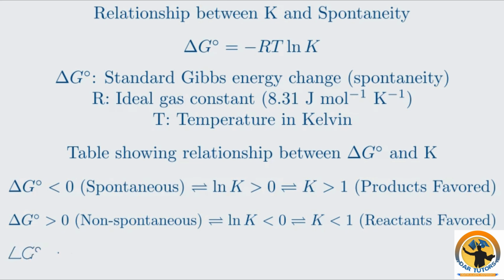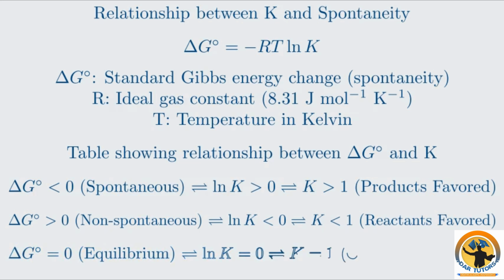And if K is exactly 1, the natural log of 1 is 0, so delta G naught is 0. This is the definition of equilibrium itself. The Gibbs energy is at a minimum, and there is no net tendency to move in either direction. In essence, the equilibrium constant K tells us where the reaction wants to be, and the Gibbs energy change delta G naught tells us the driving force for getting there.